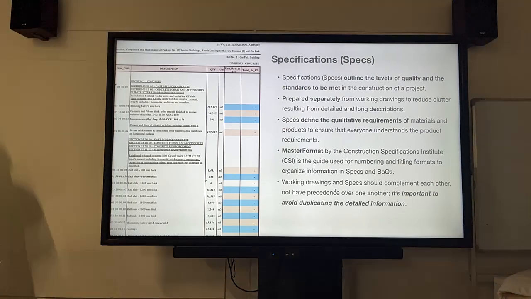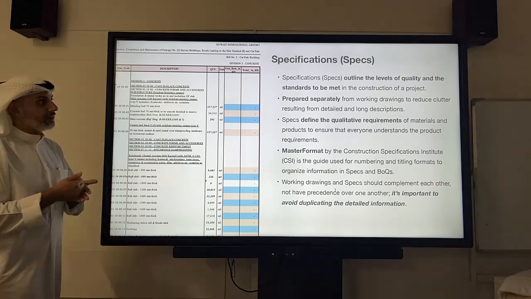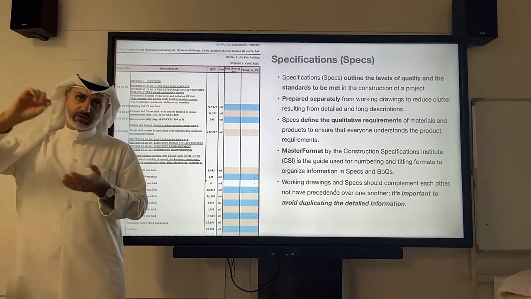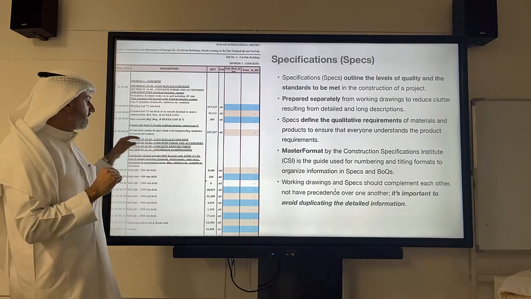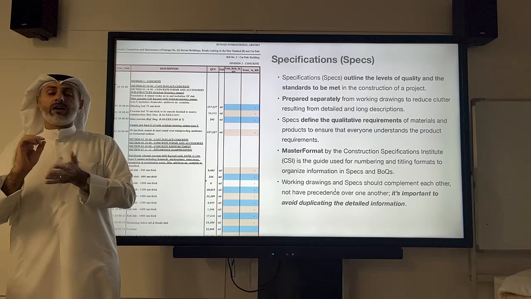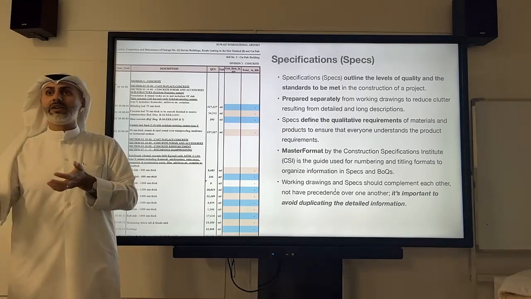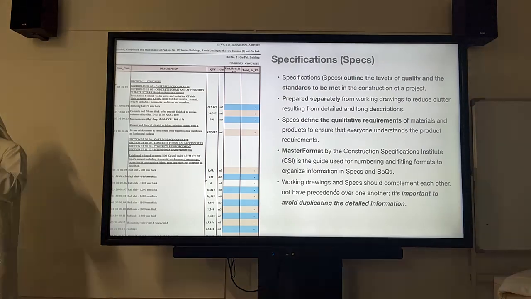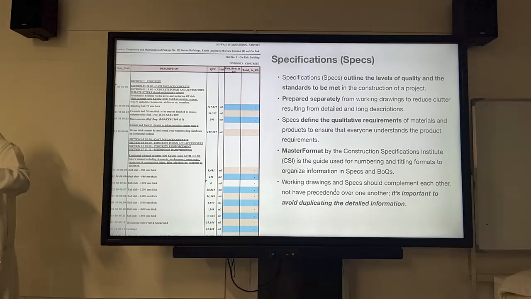So the BOQs give us the quantities of these items. Specifications, or specs for short, give us the quality or the standard to be met, and in a lot more detail. Maybe I might say fire door in the BOQ here. The specifications put all the details of the fire door: what exactly the material is, the thickness, some standards that go in there, the design of it. All of these things go in the specifications.